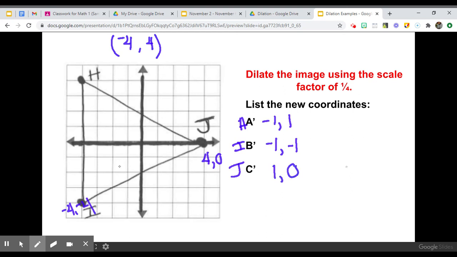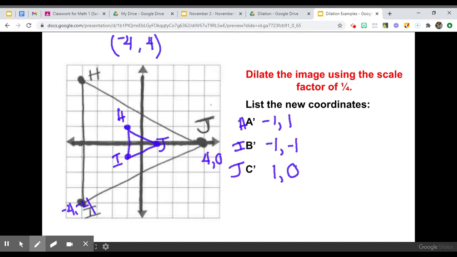Okay, so let's go ahead and plot these. So the first one will be -1, 1, then -1, -1, and then 1, 0. So look what happens whenever I have a scale factor of 1/4, because I'm technically dividing. My image is getting smaller. It's reducing. My image did a shrink.